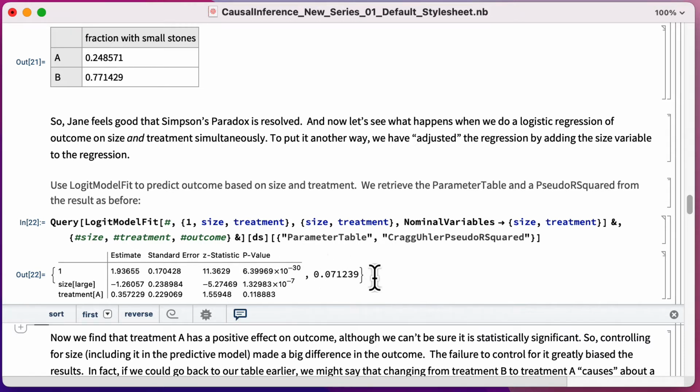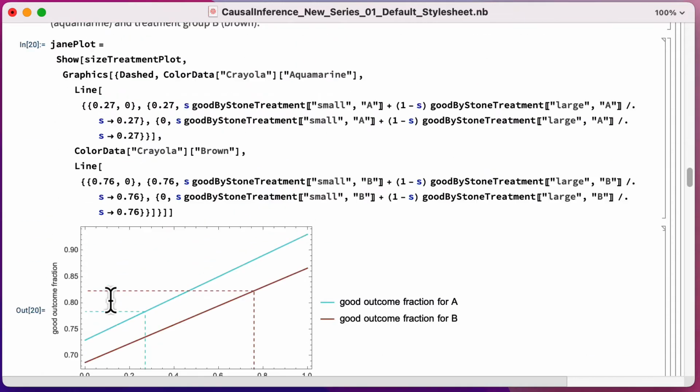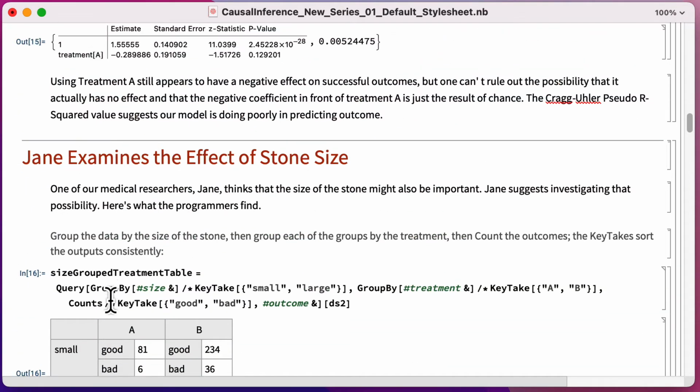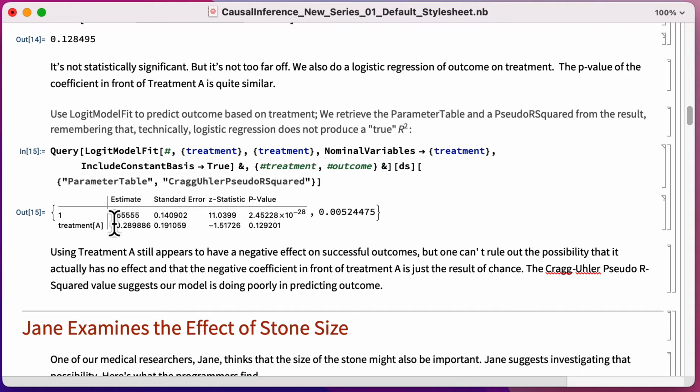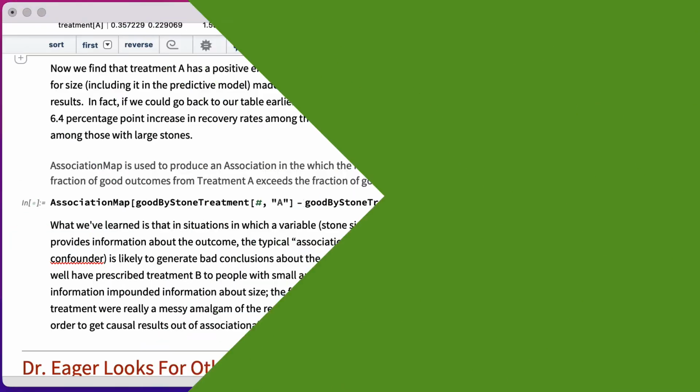So we're still not explaining a lot of what's going on with kidney treatment in this hospital, but still, once we simultaneously control for the size of the kidney stone, which is itself a negative factor, it turns out that now it looks as if treatment A has a positive effect. Notice we want to contrast that with what we saw when we did that initial logistic regression, which is that when we didn't take size of the kidney stone into account, it looked as if treatment A had a negative effect on the outcome of the patient.